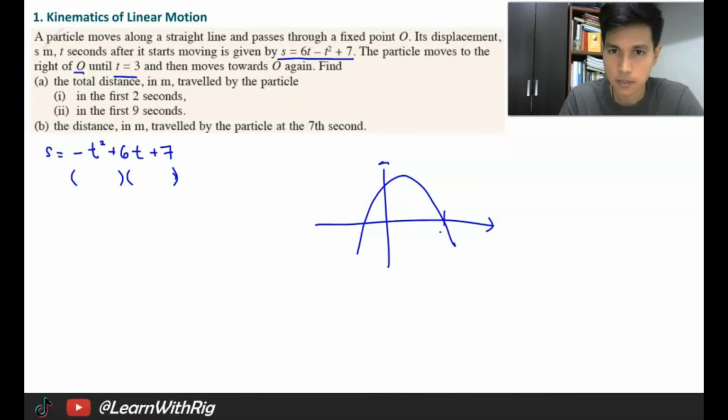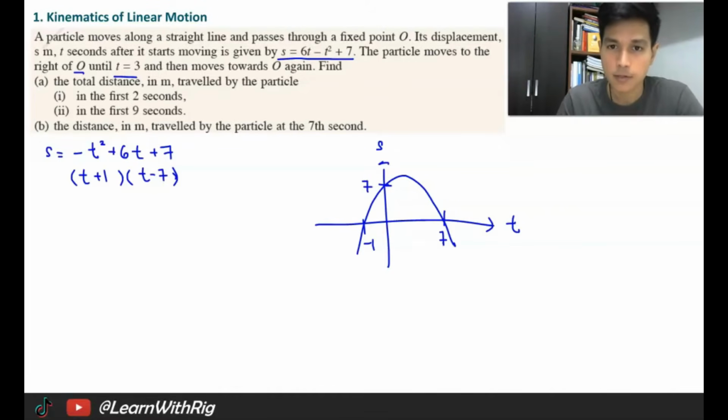Okay, so here will be 7, here will be negative 1. Here your intercept should be t plus 1, t minus 7. Okay, so yeah, that's how you get the intercept. Here is your s, here is your t, then here is the intercept, which is 7. Clear? So this is how you sketch your graph.